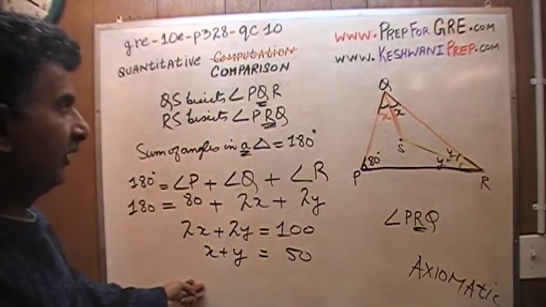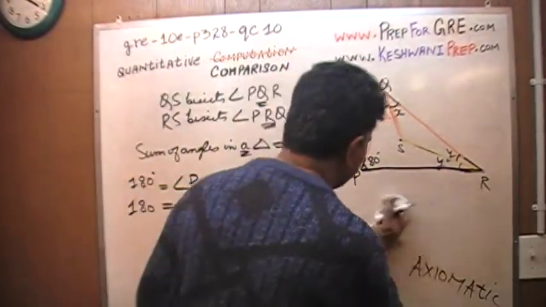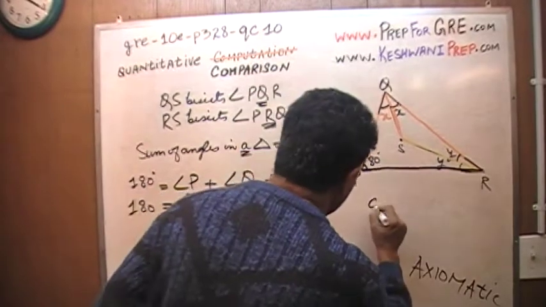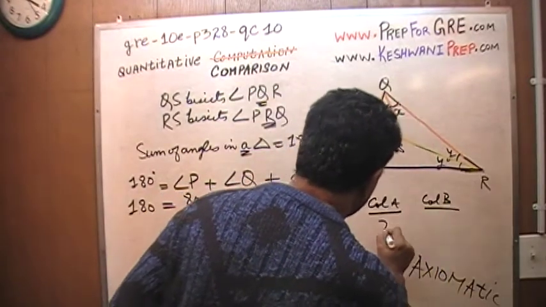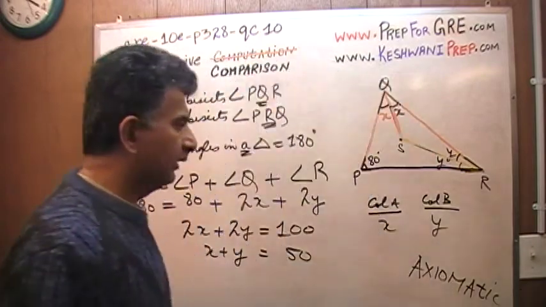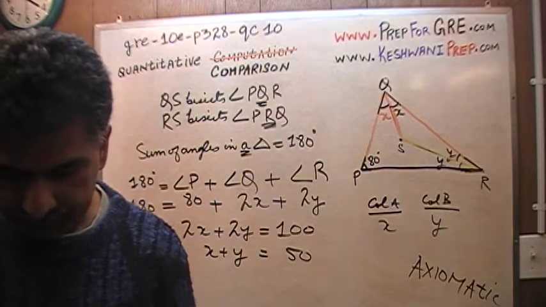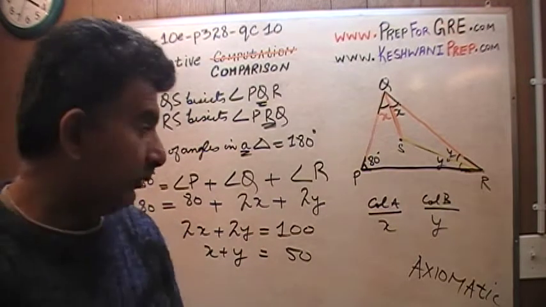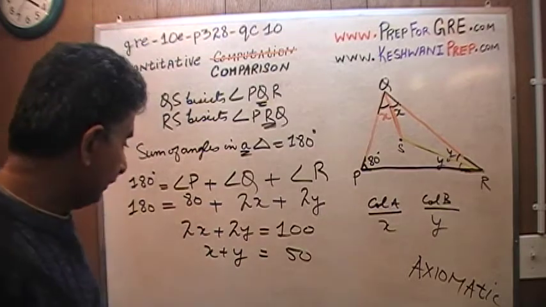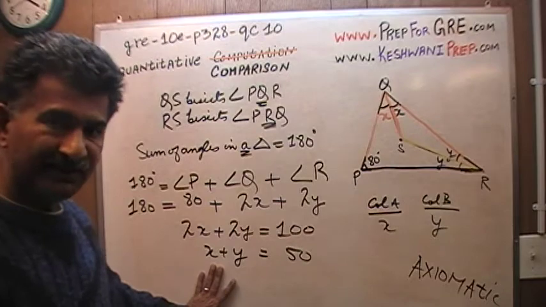And they want you to compare. Let me erase this part here so we can have the room. They want us to compare column A versus column B, x versus y. They're asking what we can tell them about quantity x and quantity y. We know that they add up to 50. We know their sum is 50.